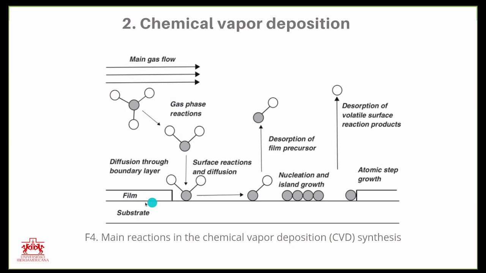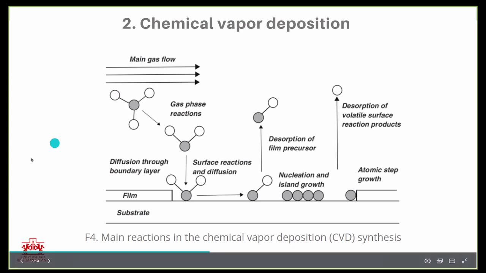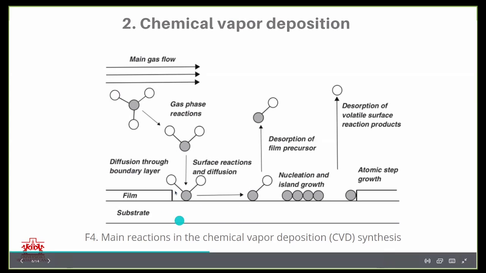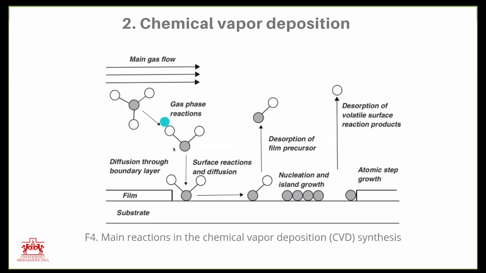And then precursor molecules are often diluted in a carrier or drag gas that constitutes the main part of the gas volume in this process. This is a process that involves the reaction of one or more volatile precursors present in a chamber. These chemical reactions take place on the surface of the substrates and in many cases also in the gas phase, like this.